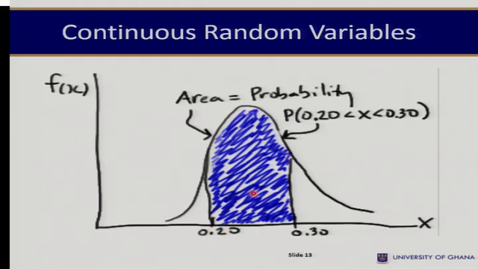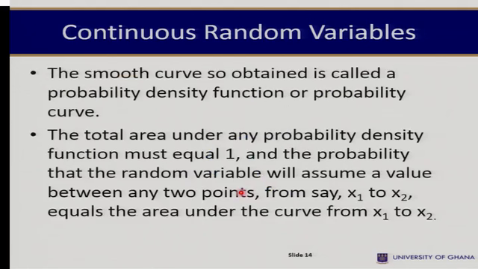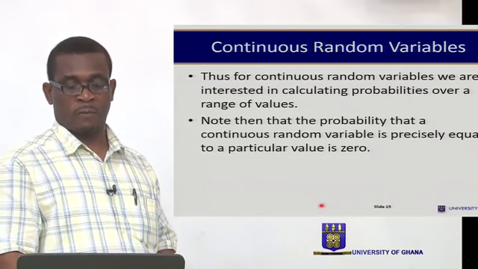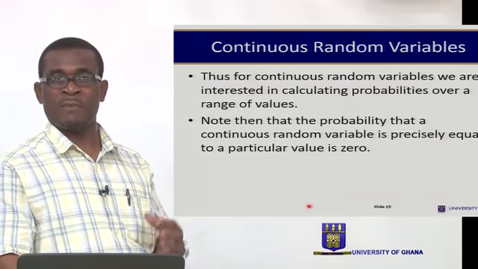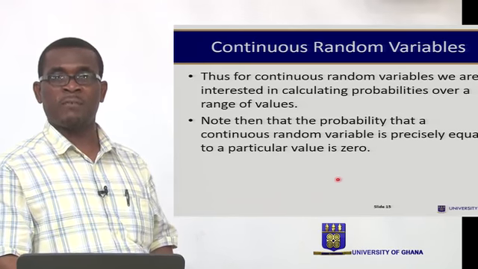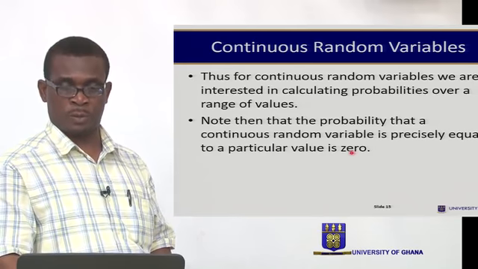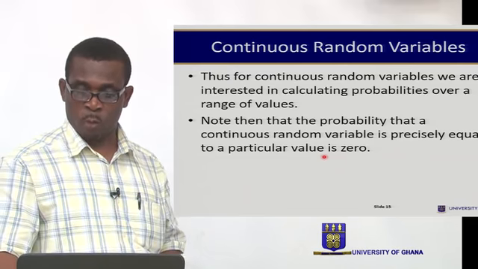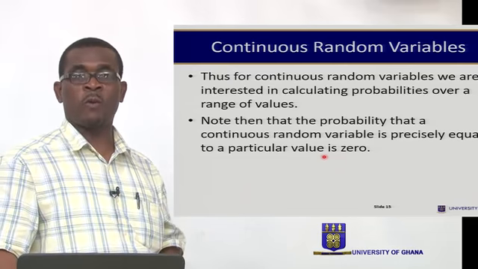And since we know the total area under the curve is 1, it means this area, which is the probability, will definitely be less than 1. So this is important, and we'll be using it to illustrate how we can calculate probabilities. Now note that because for continuous random variables, we calculate probabilities for the random variable assuming values within a given range, therefore the probability that the random variable will assume a specific or precise value is equal to 0.